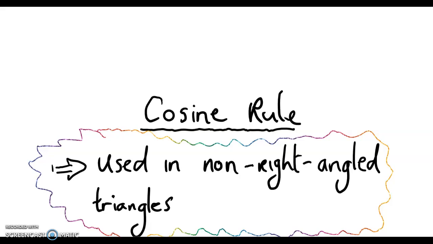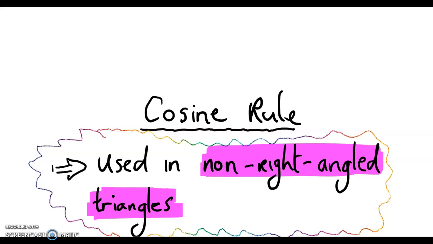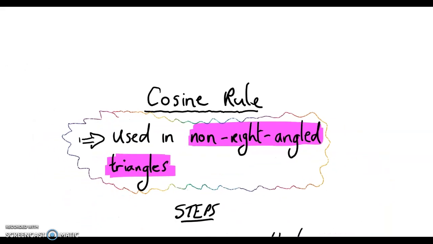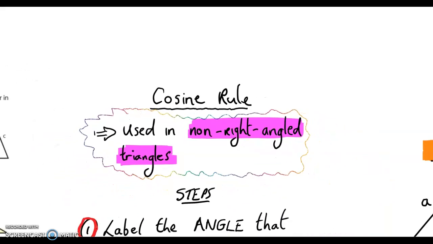Okay, in this video we're going to take a look at the other rule that's used in non-right angle triangles. So triangles that don't have a 90-degree angle. And that rule is called the cosine rule. So we either use the cosine rule or the sine rule in non-right angled triangles when we're asked to find a side or an angle.